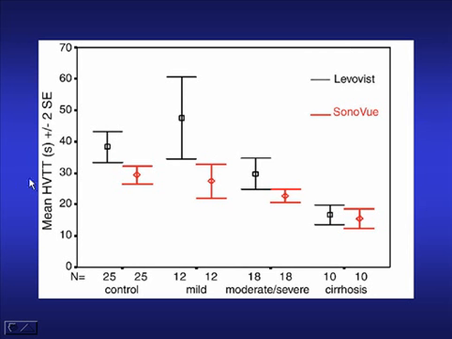Some people have used contrast to look at physiological parameters, and one of these is the mean hepatic transit time, where one is looking at the difference in time between the arrival of contrast in the hepatic artery and portal vein to the arrival of contrast in the hepatic veins. And it's been known for many years that this is shortened in cirrhosis, where patients have a hyperdynamic circulation. This actually compares two different contrast agents, but it does show that it is possible to obtain physiological information, if that's what you're interested in, by using contrast agents.